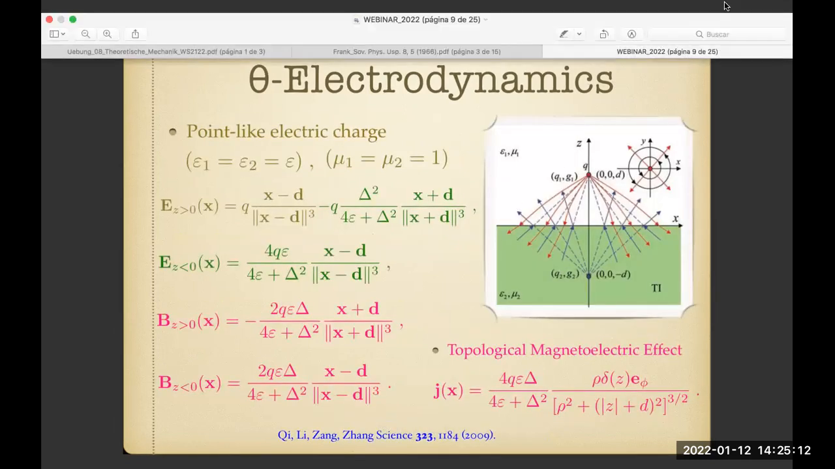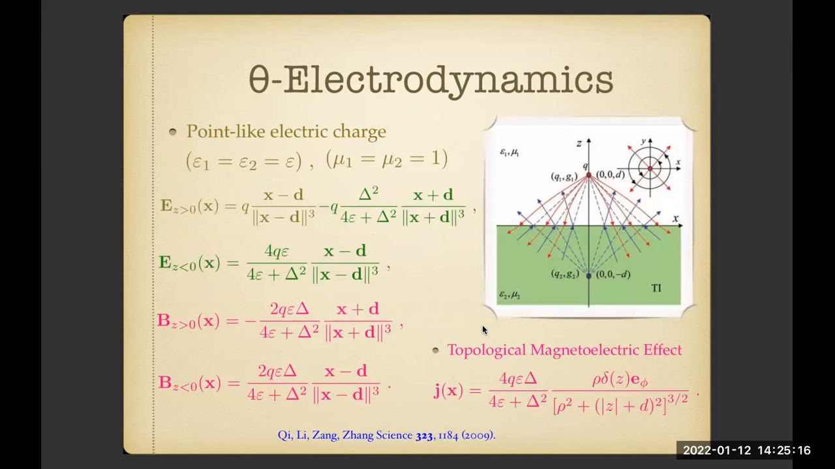Now in my talk, I would like to present an illustrative example of how this formalism works in order to gain more physical insight into how these materials work. Let's imagine, again, everything in planar symmetry. Let's imagine a topological insulator here in green, and in white a normal dielectric. This picture is taken from this nice article in Science. The idea is to put in front of this planar interface a point-like charged particle Q here, and through the image method, solve the configuration and obtain the electric and magnetic fields.